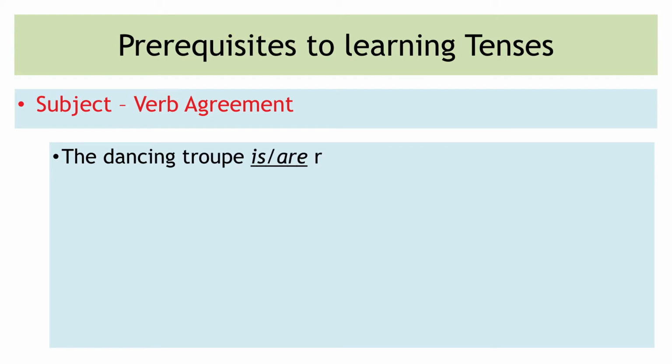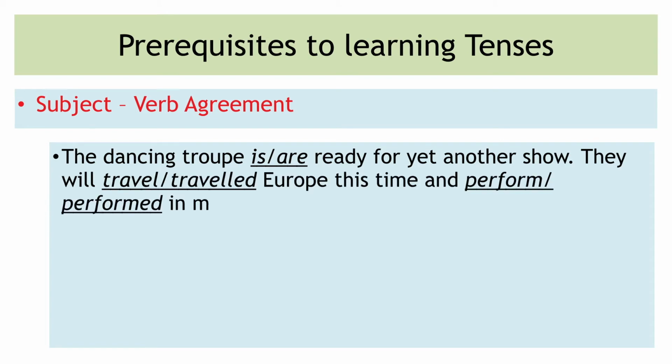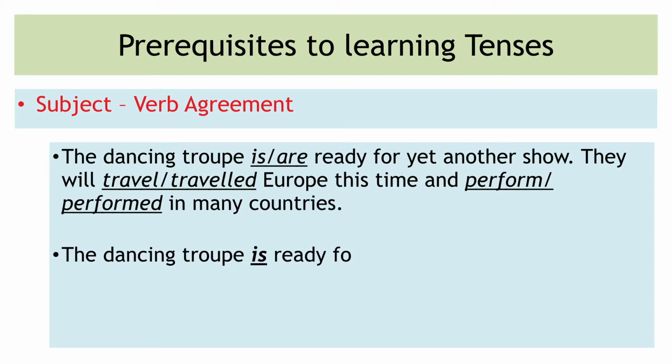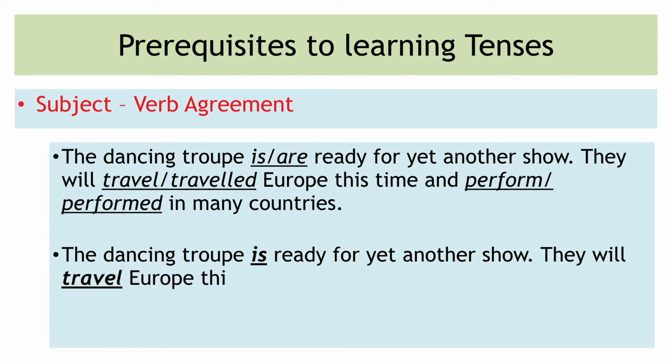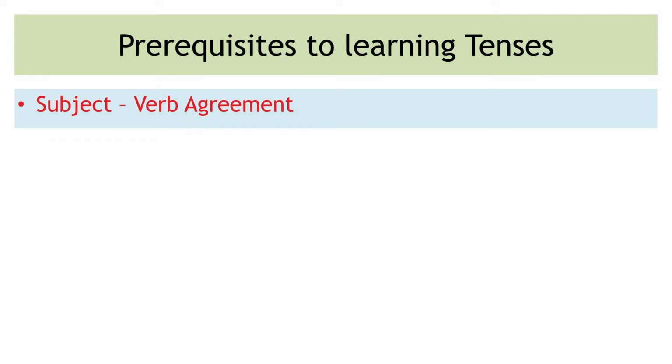The dancing troupe is ready for yet another show. They will travel Europe this time and perform in many countries. The dancing troupe: troupe is a collective noun for this dancing group, and therefore the verb is singular. They will travel. Since it's a future action, we need to use the present tense here, and perform in many countries. Let's read some more examples.